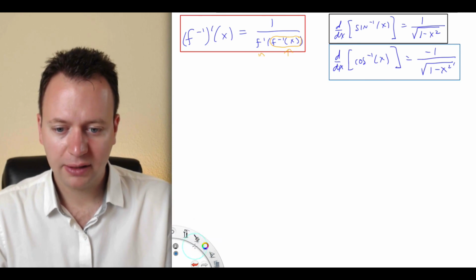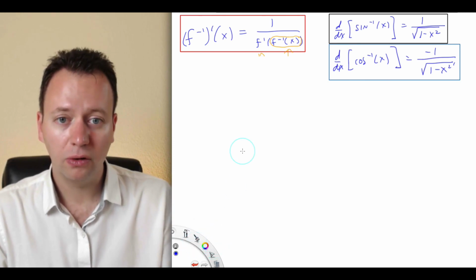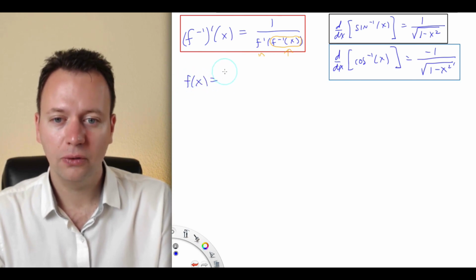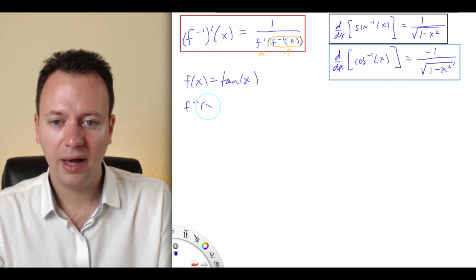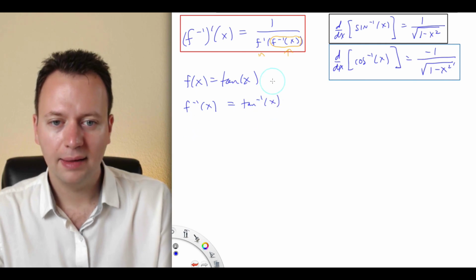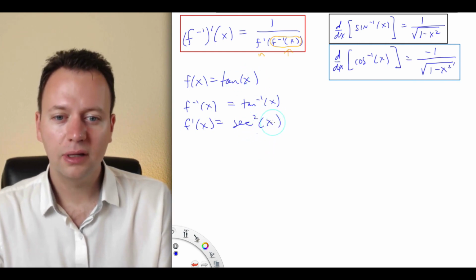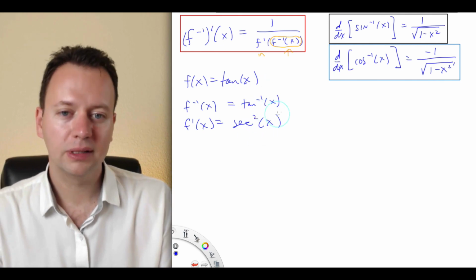Okay, so next let's conclude with the arctangent function. So if we have f of x is equal to tangent of x, f inverse of x, of course, is the arctangent function, and f prime of x is secant squared of x. So we all know that the derivative of tangent is secant squared. So, let's see what we get.